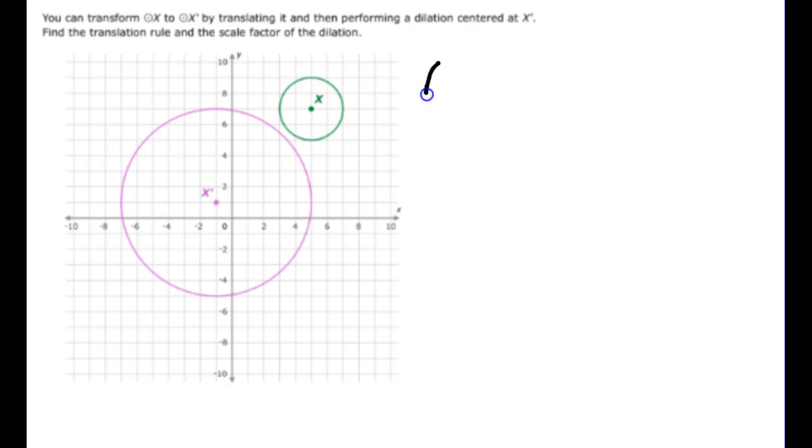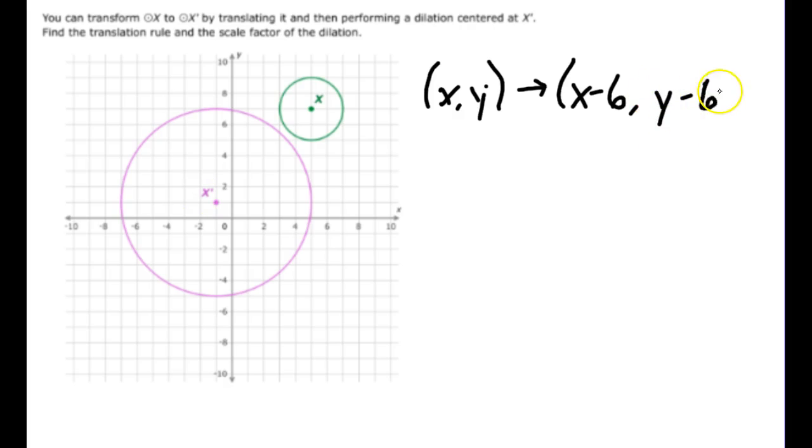So first we need to find the translation rule. So XY, if we're going from the center of the green circle with the coordinates X, which are 5, 7, we need to go 1, 2, 3, 4, 5, 6 units to the left. So X minus 6. And then we need to go 1, 2, 3, 4, 5, 6 units down, so Y minus 6. So that translation will take us from the center of the green circle to the center of the purple circle.